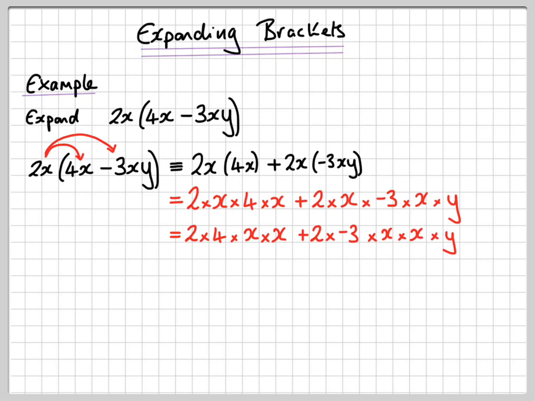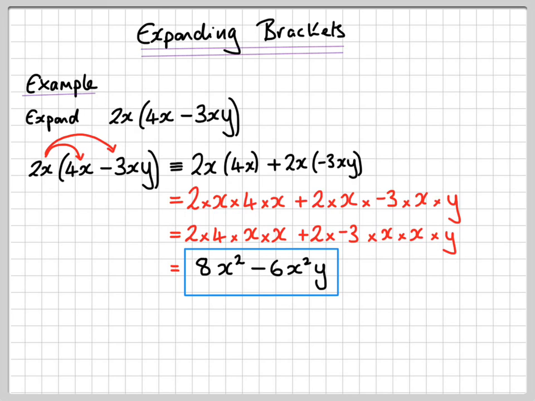Now I'm going to perform these multiplications, and so for the first part we will have 2 times by 4 is 8, and x times by x can be written as x squared. For the second term, I've got 2 times by minus 3, so that's going to give me minus 6. X times by x is x squared, and then we've got the y. So we can write this down as minus 6x squared y. So the overall answer here would be 8x squared minus 6x squared y.